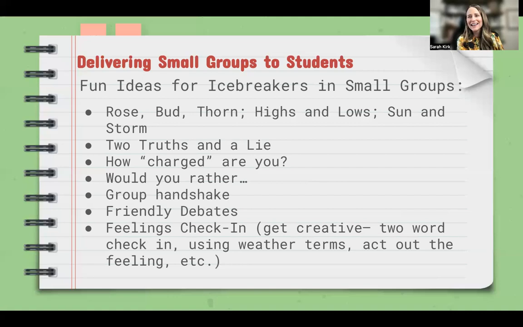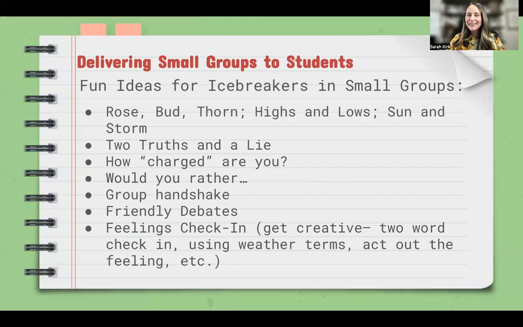Two truths and a lie is always fun. How charged are you? That just uses a battery image, like a phone or tablet battery, and allows students to reflect on how they're feeling. Creating a group handshake. Would you rather is a lot of fun. Would you rather go to the beach or the mountains? That's how it goes. And you can Google all sorts of examples.